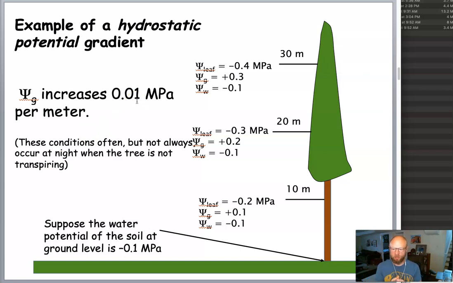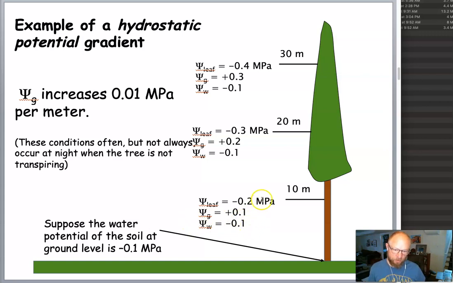All right, so here's just an example of a tree. And again, this is under hydrostatic potential gradient, meaning there's no water movement. So we're going to imagine that the soil is at minus 0.1 megapascal. And again, there's no water moving in this 30-meter tall tree. So if we look at what the water potential is in different tissues, this is kind of what we would imagine. Gravitational water potential increases at 0.01 megapascal per meter. Megapascal are the standard units we use for water potential. And so that increases for every meter. So at a 30-meter tall tree, the gravitational water potential is plus 0.3 megapascals. Remember, gravitational potential is going to be positive values. At 20 meters, it's 0.2, and at 10 meters, it's 0.1.